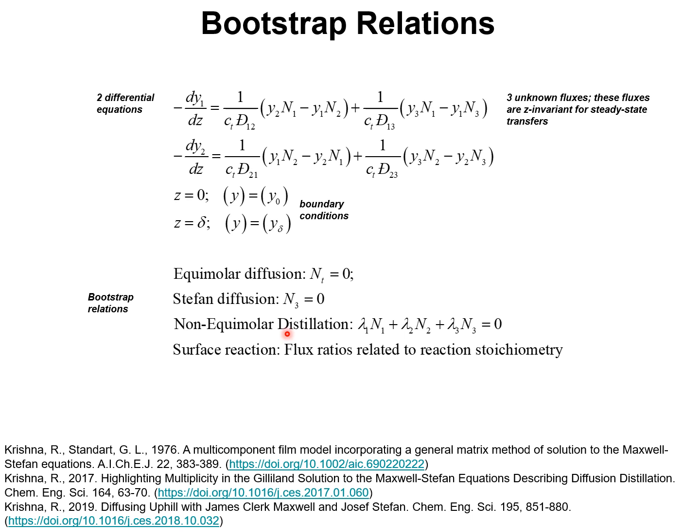Distillation operations: the fluxes times the molar latent heat of vaporizations, lambda 1 N1 plus lambda 2 N2 plus lambda 3 N3 is 0 because of the constraints imposed by the enthalpy balance. For gaseous diffusion with heterogeneous chemical reactions, the flux ratios are related to the reaction stoichiometry.